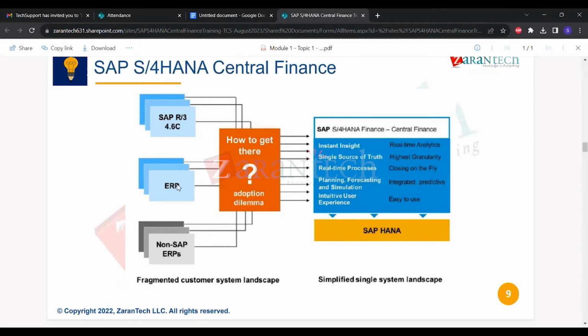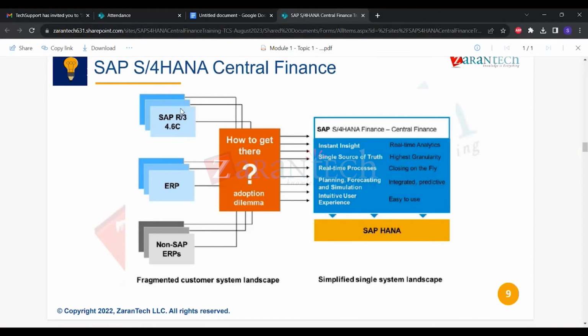Then your ERP systems, which are primarily SAP source systems, or non-SAP ERPs, all the non-SAP ERPs, as well as SAP Business One. From a central finance perspective, all the processes for SAP Business One are treated similar to a non-SAP system. SAP Business One is mostly used by small businesses which are using the SAP ERP.